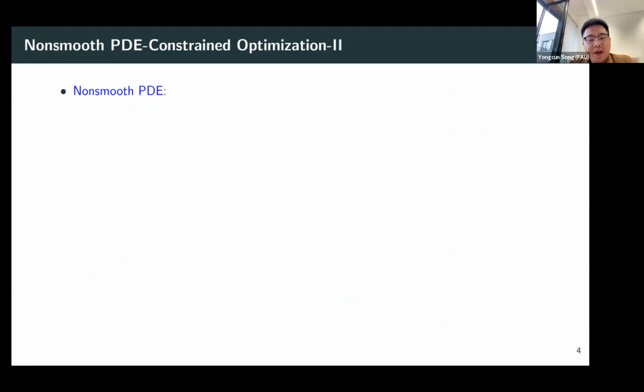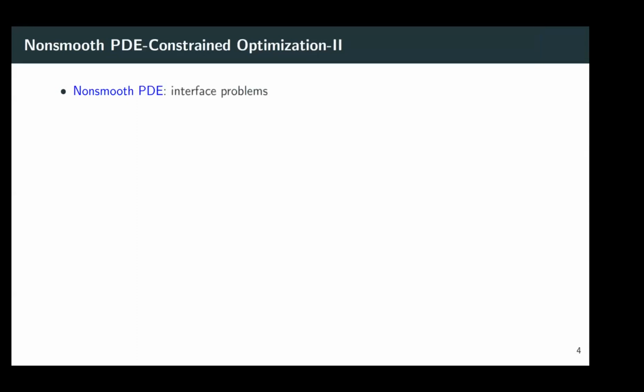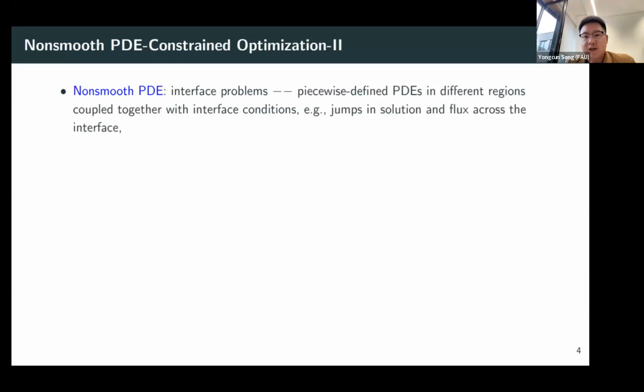And the second type of non-smoothness is when we consider some non-smooth PDE, which means the solution of the PDE is non-smooth. Here we focus on interface problems. Interface problems are piecewise defined PDEs in different regions, coupled together with interface conditions, for example, jumps in solution and flux across the interface. Hence, the solution is non-smooth or even discontinuous.